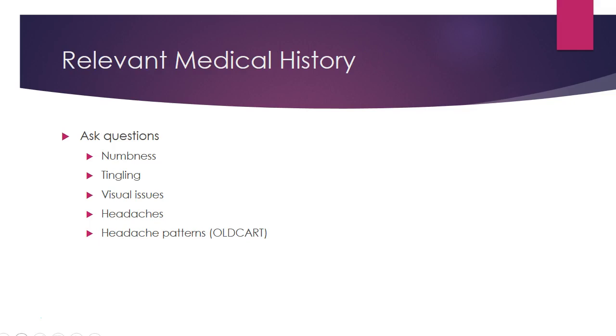So, relevant medical history. What are some questions we need to ask? If they've been experiencing any numbness, any tingling. If they have been experiencing numbness or tingling, is it localized on one side or the other? What part of the body are they having it? Is it in upper extremities, lower extremities? If they're having any visual issues, any headaches, what kind of pattern to their headache?